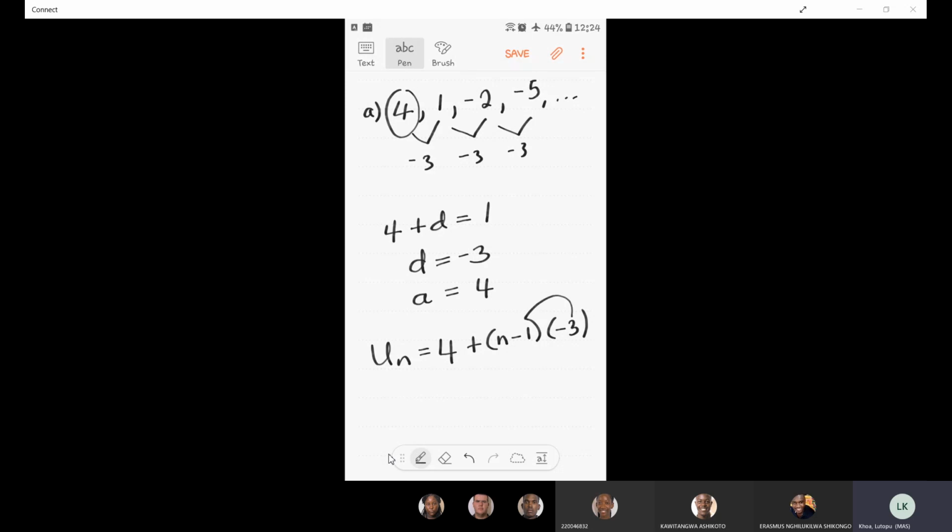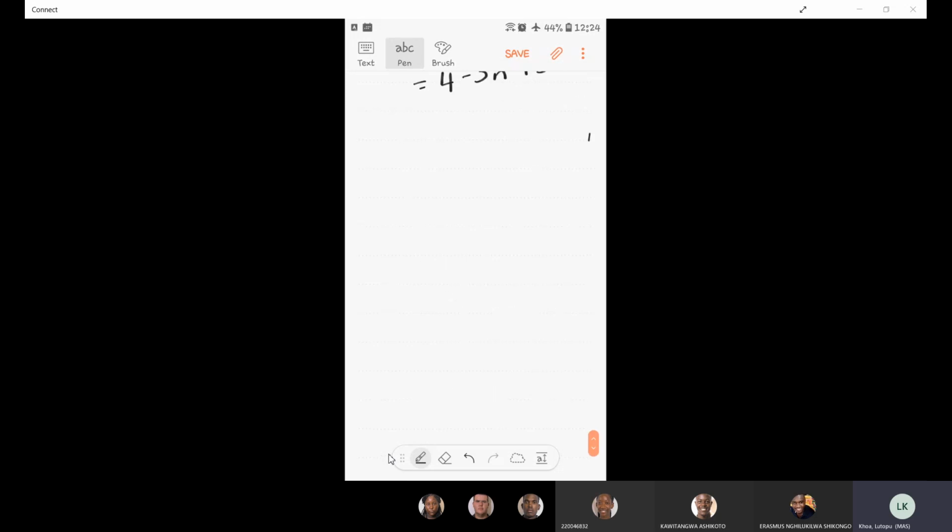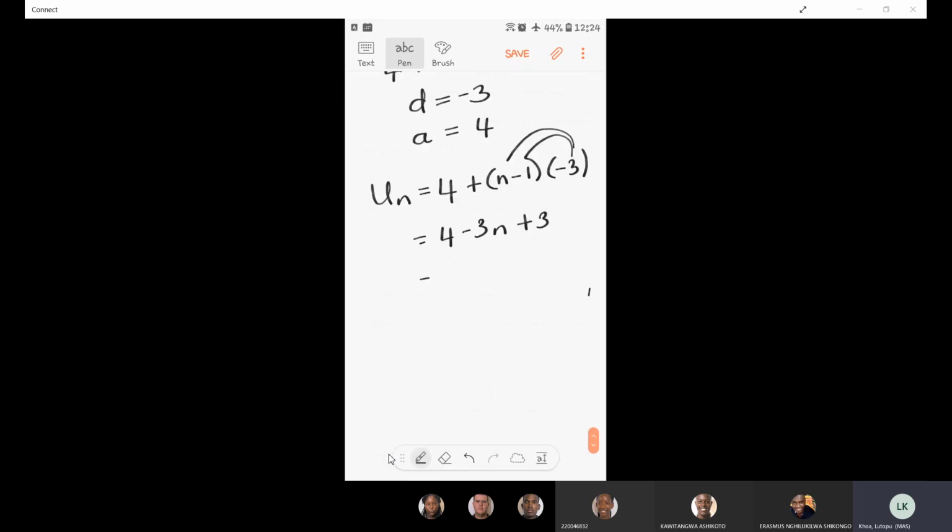So this one will multiply inside and then I simplify as far as possible. So this is 4 minus 3n plus 3. And then what I get is 7 minus 3n. So again, always good, check your answer and see if it is correct. So you can start by substituting 1. If I substitute 1 over there, I will have 7 minus 3, which is 4, and that is the first term. Okay, so I know I'm on the right track.